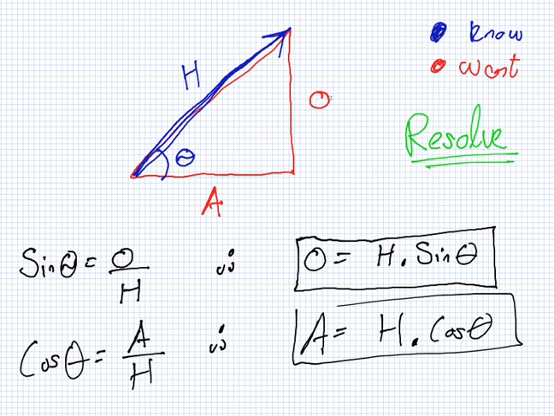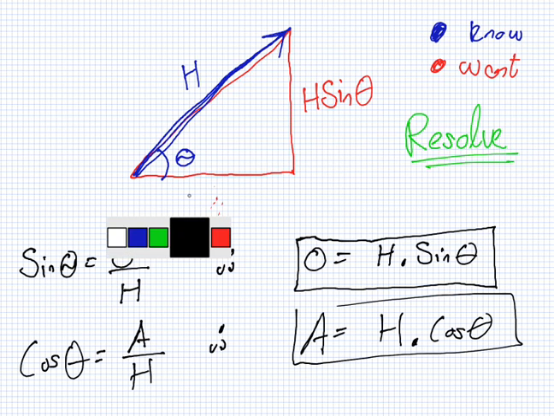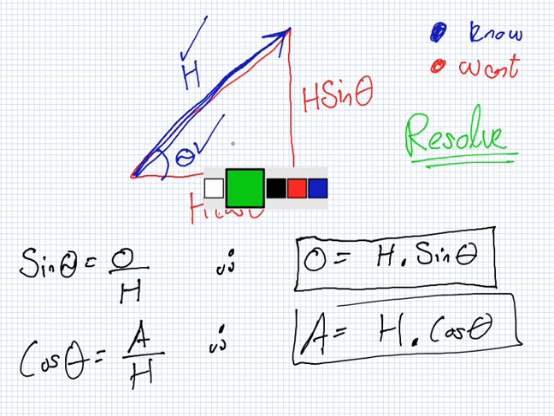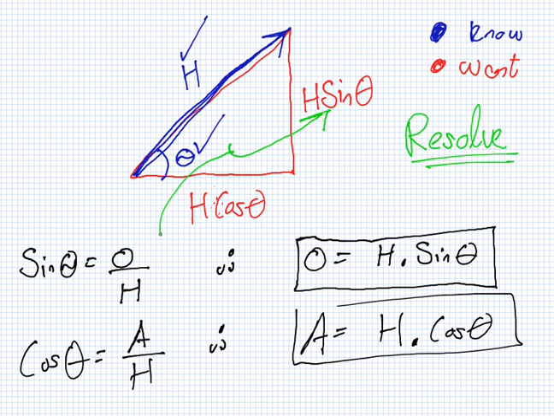So in other words, this side here is h sine theta, and this side here is h cos theta. If you know the h and you know the theta, you can also know the opposite and the adjacent by using these formulas. This is something you will do a lot, so this is very important. Please write all of this down carefully, all of it.